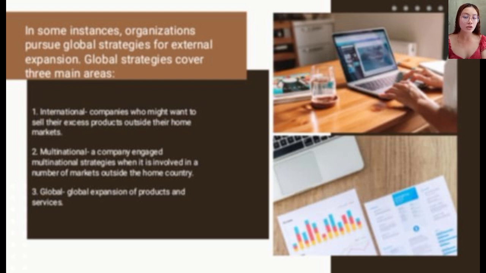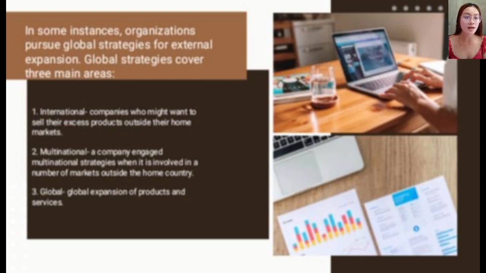It's about localization. And this is where a company operates in multiple countries, but it tailors its products, marketing, and operations to meet the specific needs of each local market. So, kaning multinational strategy, it really wants to meet the specific needs of each local market. So, makita na siya ang kalainan sa multinational strategy og international.